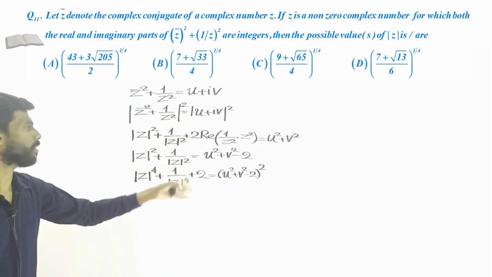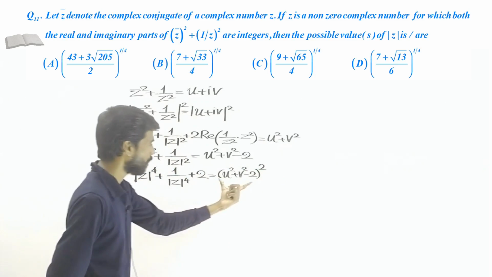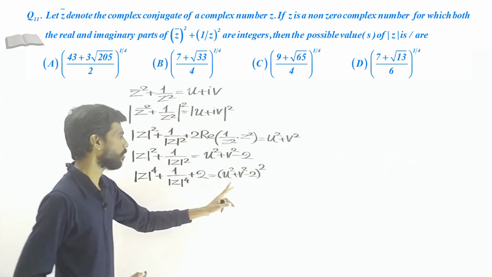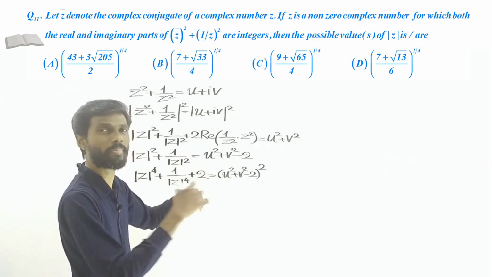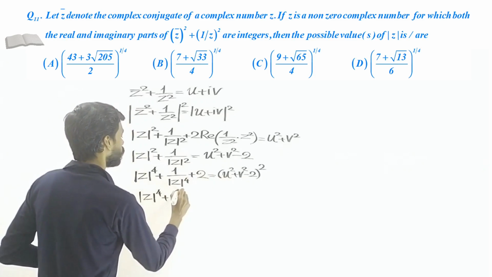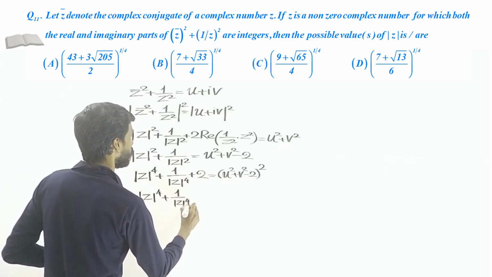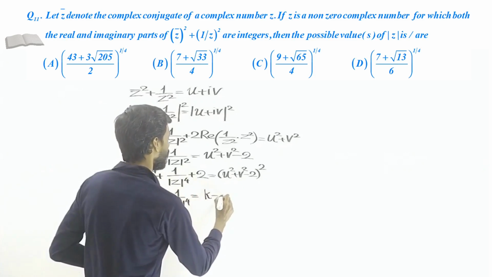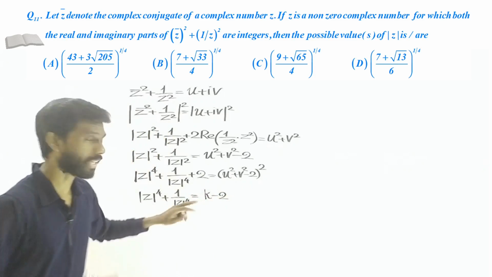Yes, now what you do, you can take it to the other side, but u square plus v square minus 2 is anyway an integer, so for the time being we will take the whole thing as some number, say k. So this is modulus of z to the power 4 plus 1 by modulus of z to the power 4, so that equals, I'm taking this as k, so k minus 2, okay, where k is an integer, okay.